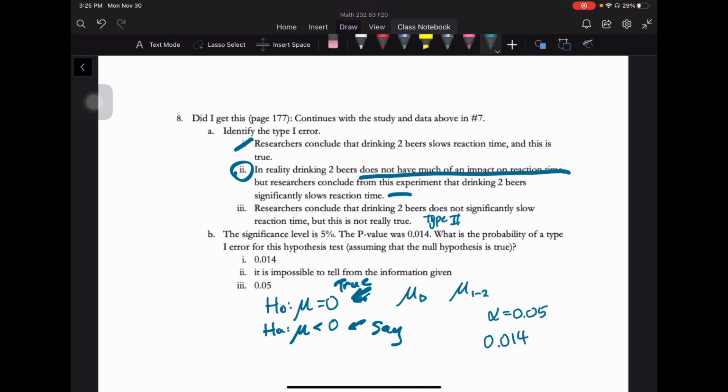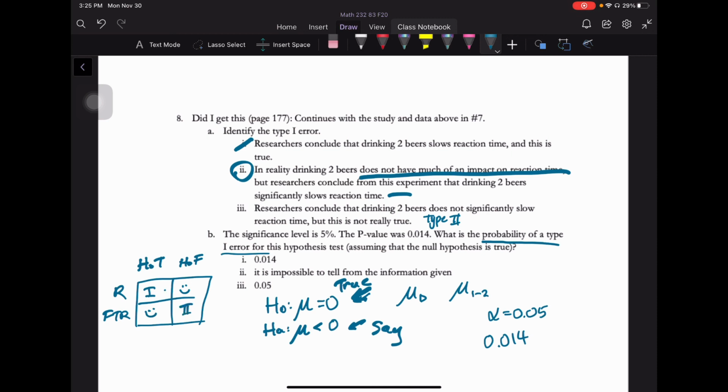What is the probability of a type 1 error? Well, if you remember the chart that I made, I had reject, fail to reject, and then whether it was true or false. So if the null is true versus the null being false, and we reject or we fail to reject: if the null is true and we reject, this is a type 1. If the null is false and we reject, this is correct. If the null is true and we fail to reject, this is correct. And if the null is false and we fail to reject, this is a type 2.